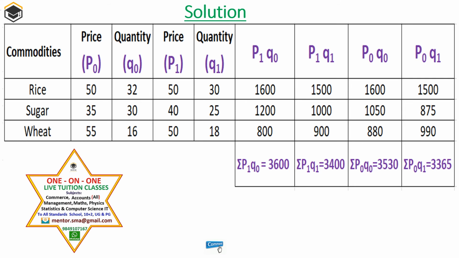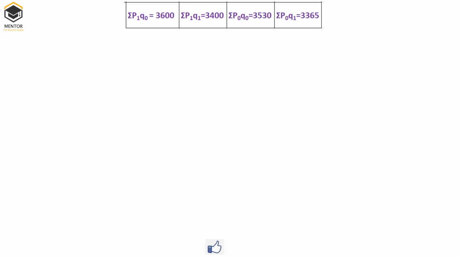Now let's start with our formula wherein we are going to test time reversal as well as factor reversal. These are the final values of the tabulation, where I have calculated the summation values of each column. If we look at the formulas for the time reversal test and the factor reversal test, and see which particular method is going to satisfy them, we came to know that the Marshall-Edgeworth method and Fisher's ideal method are going to satisfy the time reversal formula.